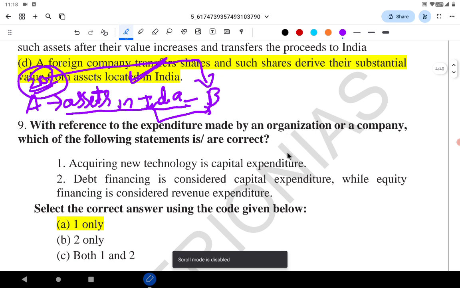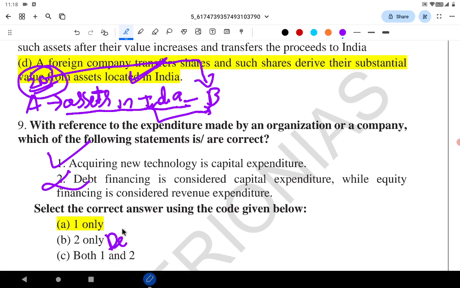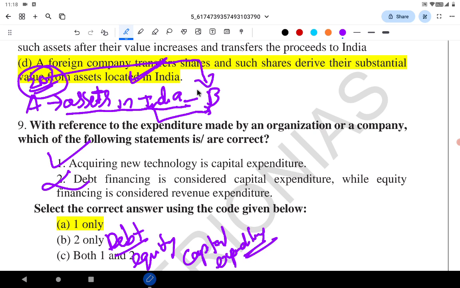With reference to the expenditure made by organizations or companies, which of the following statements are correct? Acquiring a new technology is a capital expenditure, 100%. Debt financing is considered a capital expenditure while equity financing is considered revenue expenditure. Wrong. Both debt financing and equity financing are part of capital expenditure. What are the options of debt financing? The debt financing options are issuing bonds, bills, notes, etc.